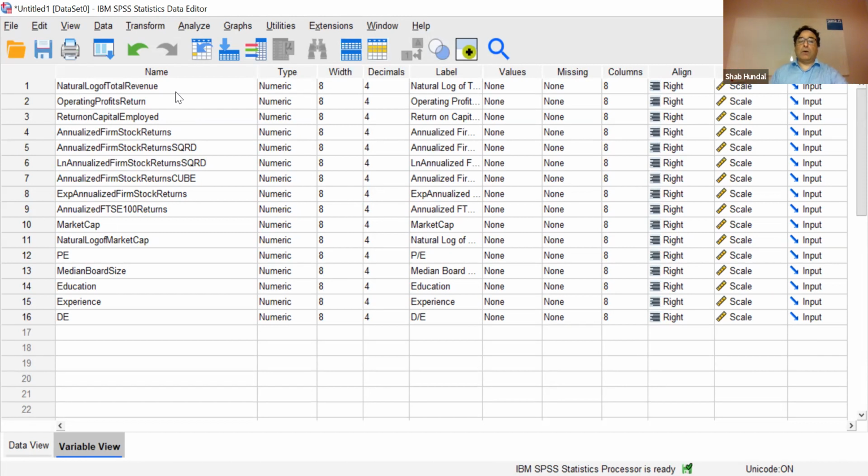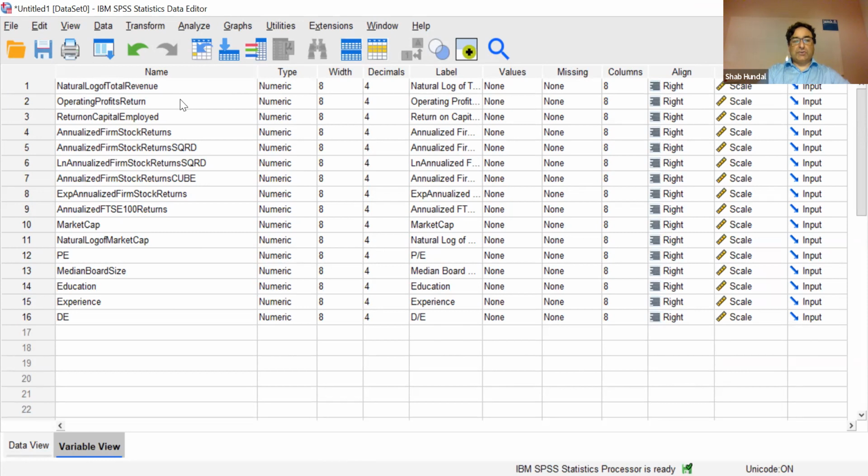But I have taken log values because that log value also makes the data non-linear. If the data is linear, like with the absolute number, then the danger is that the predictability or the randomness of the data is lost, which is not a very good thing to have. The second variable which we have is the operating profits return.